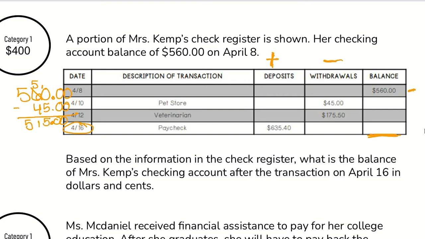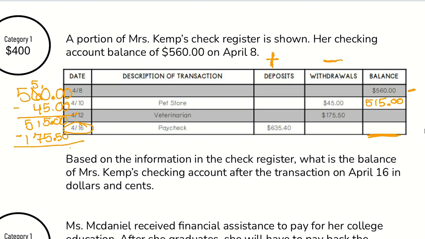1 and 5. Okay? And I like to fill it in as I go just to keep myself organized in case I can't read my writing later over there. Then I have another withdrawal, $175.50. Okay, so this is that big borrowing that some of us have struggled with.